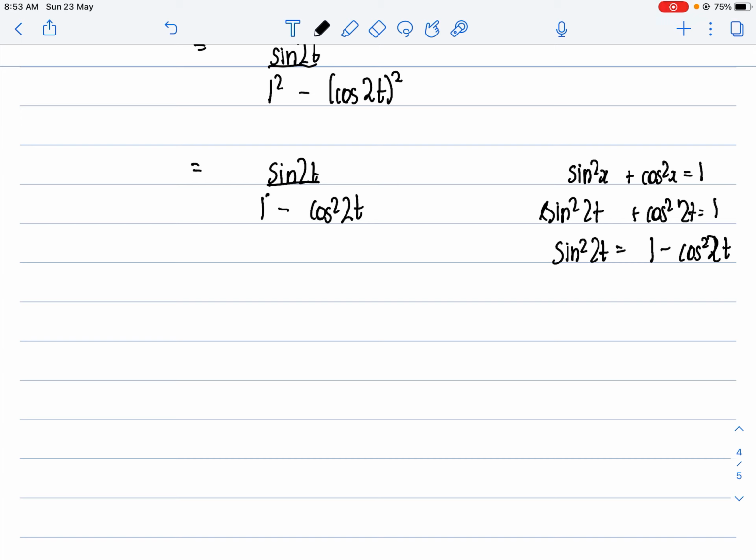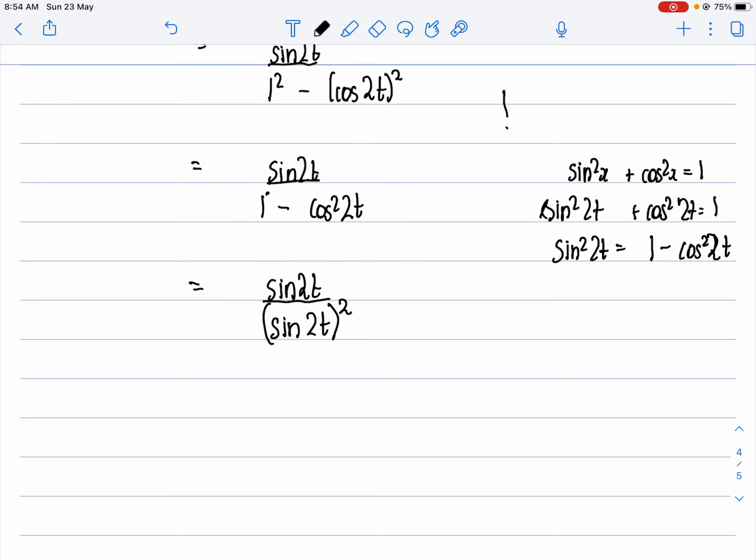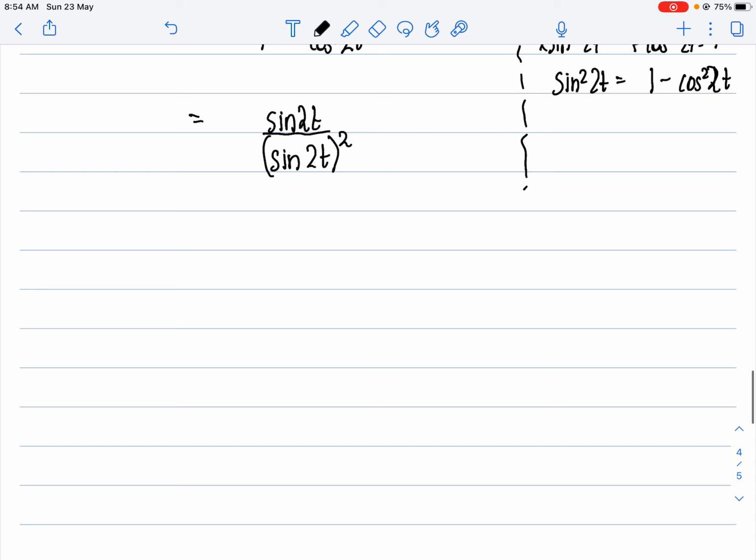So I can simply write this as sine 2t over sine 2t the whole square. Understood? This is a really important step. You need to know a little bit of trig identities. So now I can simply cancel and get 1 over sine 2t, which gives me cosec 2t, which is the final answer of my question.